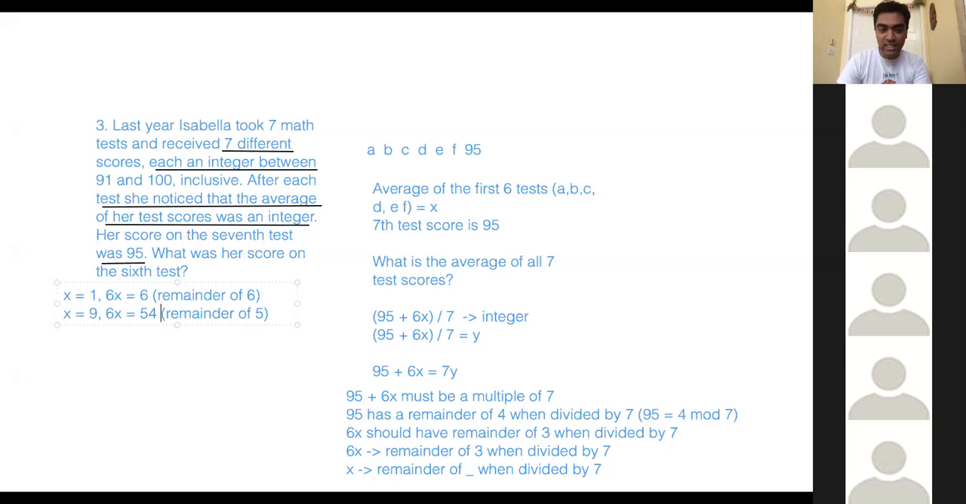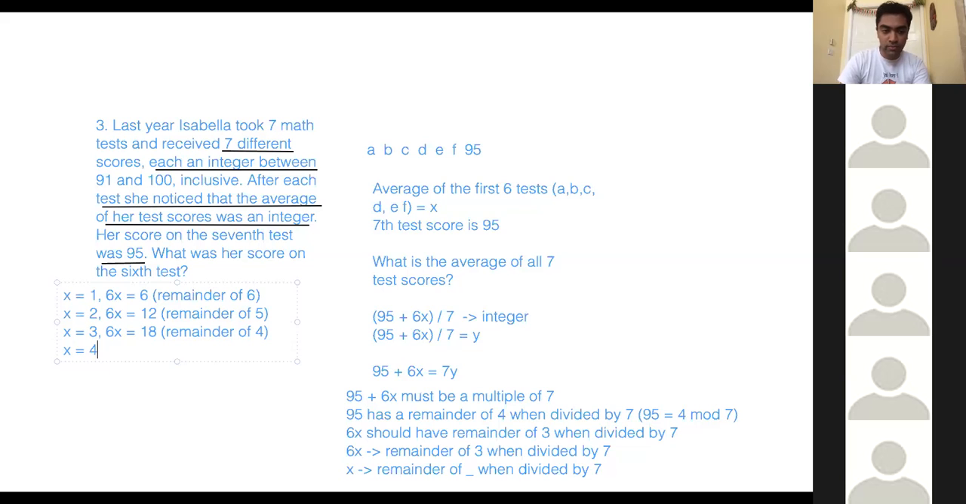So it stays the same, right? So it actually doesn't matter what number I pick here. If x has a remainder of 2 when divided by 7, 6x will have the same remainder when divided by 7. So I can just pick the first one and see what happens. So now if x is 3, what should 6x be? 18. Yep, which has a remainder of what? 4.